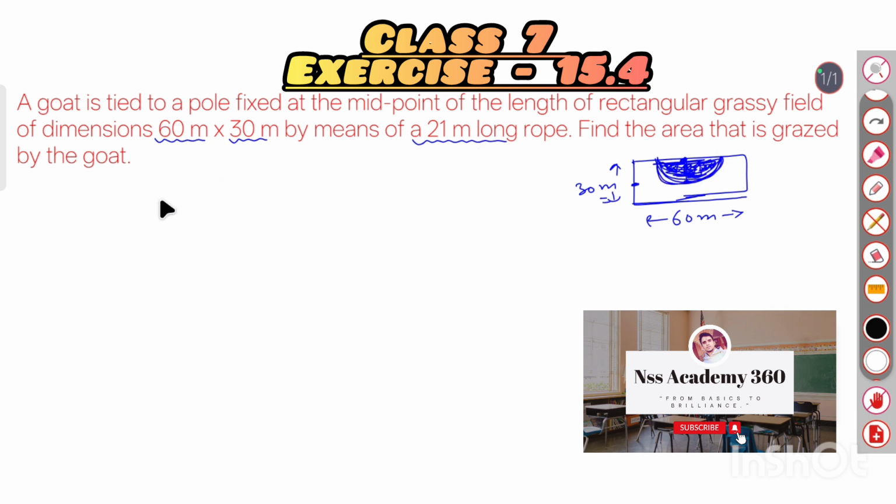So what we have to find is the area that is grazed by the goat, this area which the goat can graze, this area we have to calculate. So firstly we will use the formula for the area of a circle. The area of a circle is pi r square, but here we can see a half circle is present, so we will use half of pi r square.